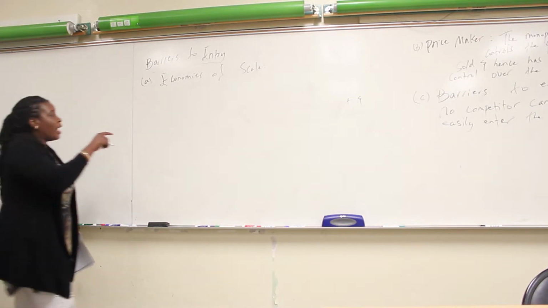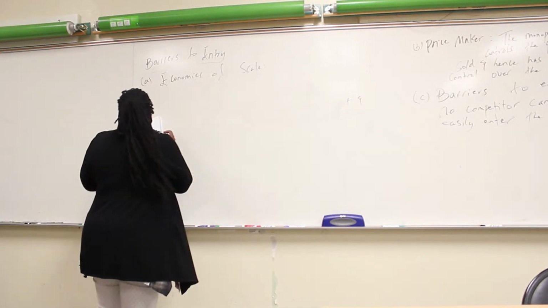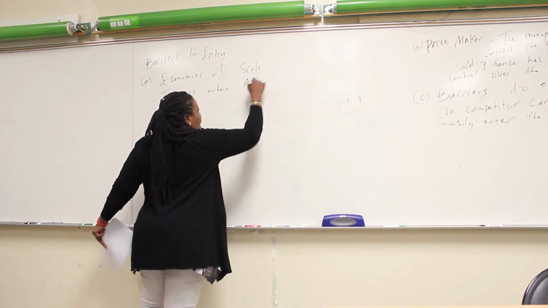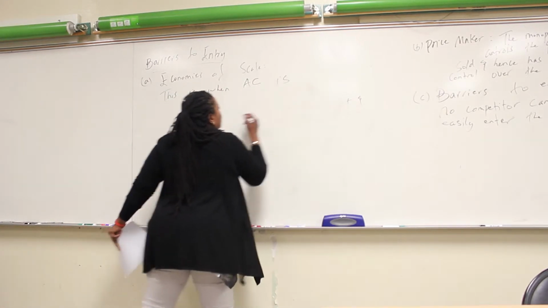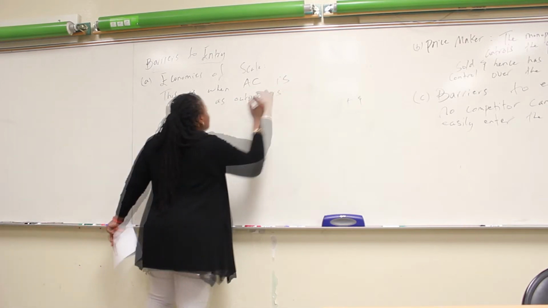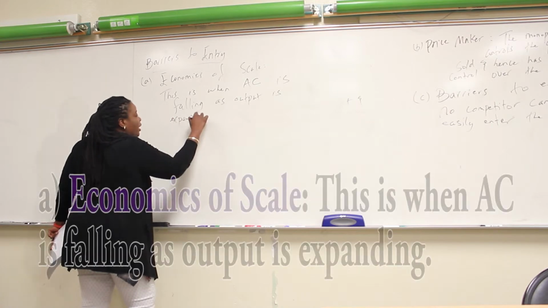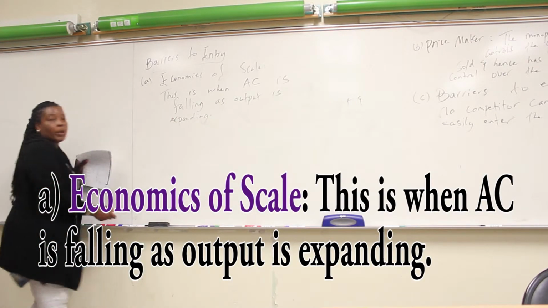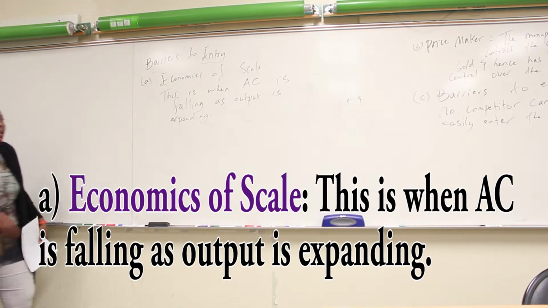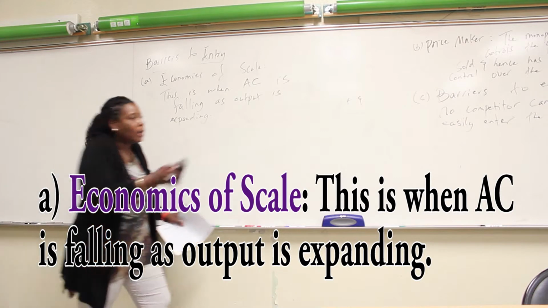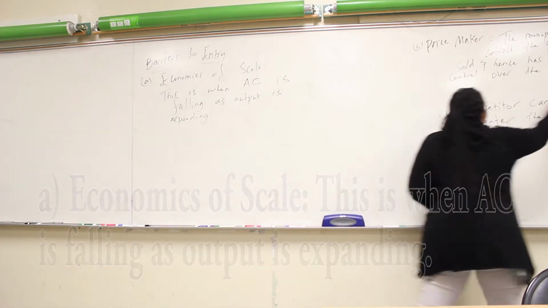Now the idea behind the EOS, economies of scale, is this: it's when average cost, the AC, is falling as output is expanding. I'm going to explain this. As we produce more of a particular good, the cost per unit is actually falling. Let me show you how firms use this to block entry.